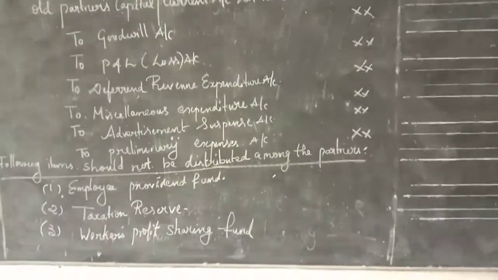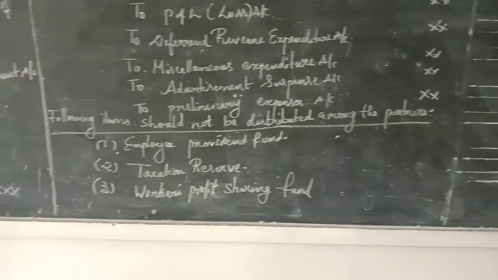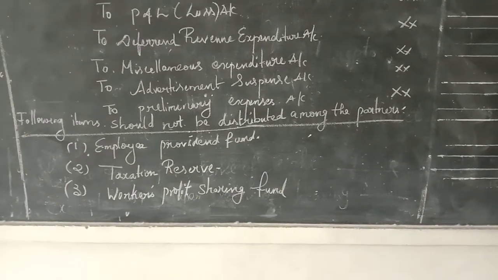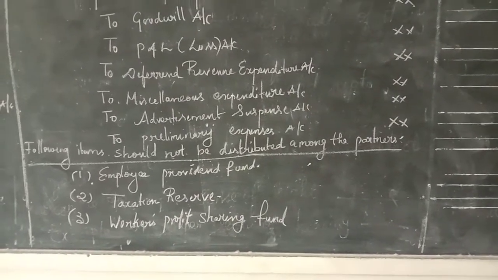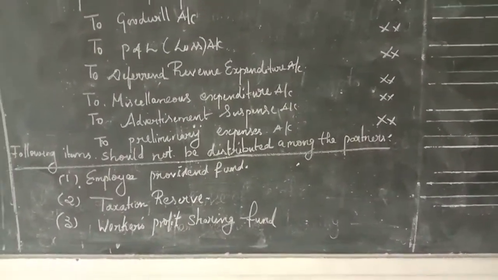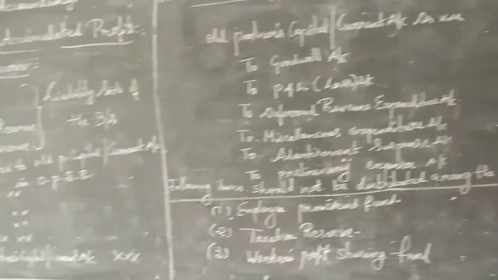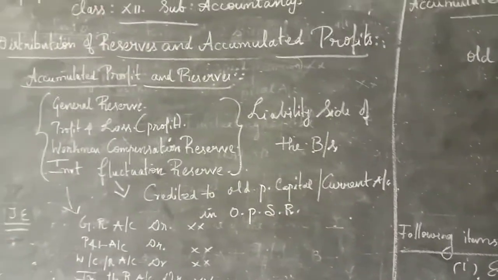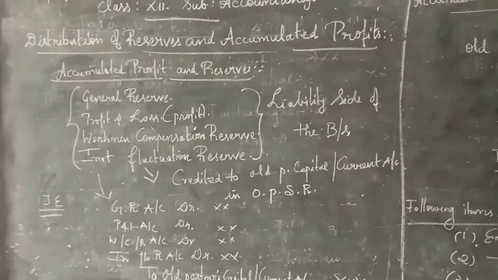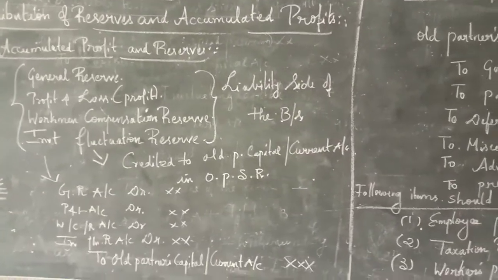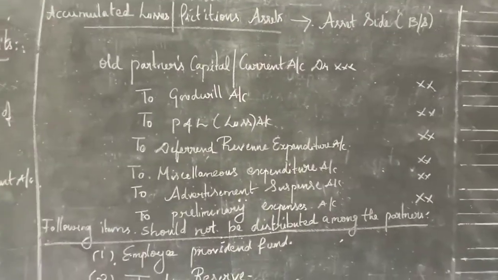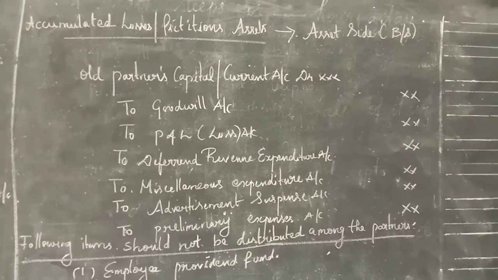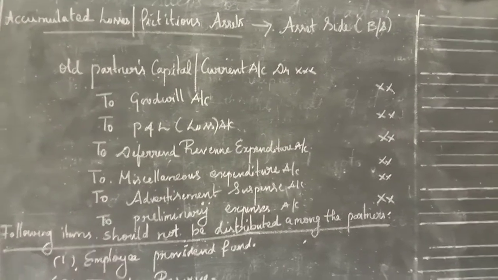So when we are distributing the accumulated profit and reserves, if these three items appear in the balance sheet, we should not consider these three items, and they should not be distributed among the old partners. So this is the treatment of how to distribute the accumulated profit and reserves which appear on the liability side of the balance sheet, and how to distribute the accumulated losses and fictitious assets which appear on the asset side of the balance sheet.